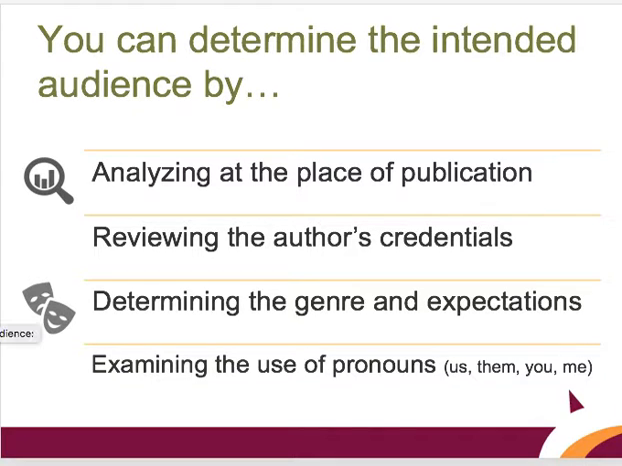You can determine the intended audience by looking at the place of publication, looking at the author's credentials, looking at the genre, what type of writing is it, what kind of expectations do people have for that genre, looking at the use of pronouns, us, them, you, me, how the author is situating themselves vis-a-vis their intended audience, or how they're imagining their intended audience.